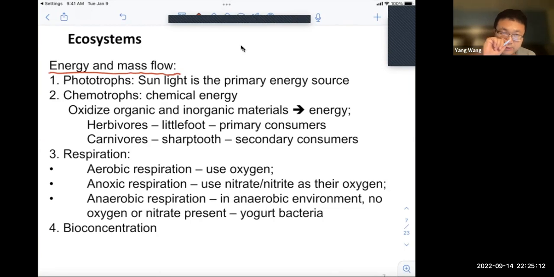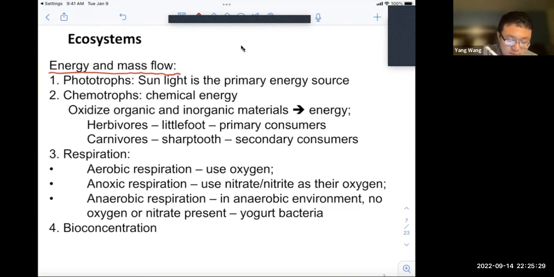All right, so there are phototrophs. Phototrophs are basically utilizing sunlight as the primary energy source. For example, the trees, the grass, the phytoplankton, the bacteria that use sunlight to populate themselves.